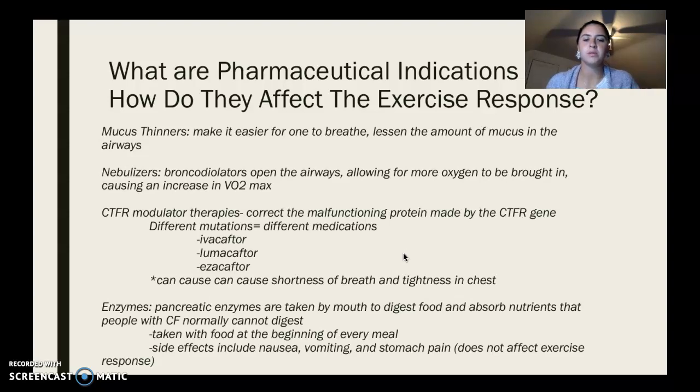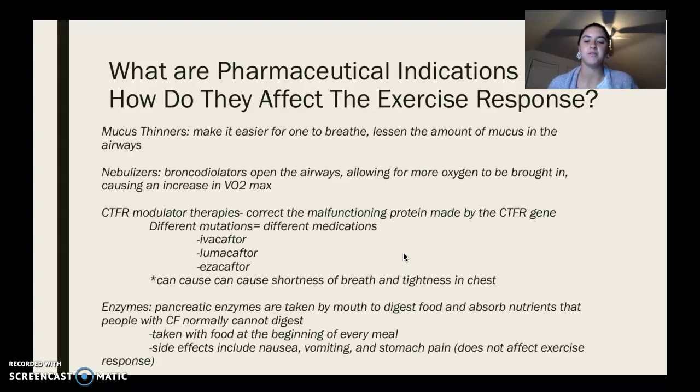Nebulizers are usually used. They're masks with bronchodilator medication, which opens the airways. It allows for more oxygen to be brought into the airways. This could cause an increase in VO2 max during an exercise test.